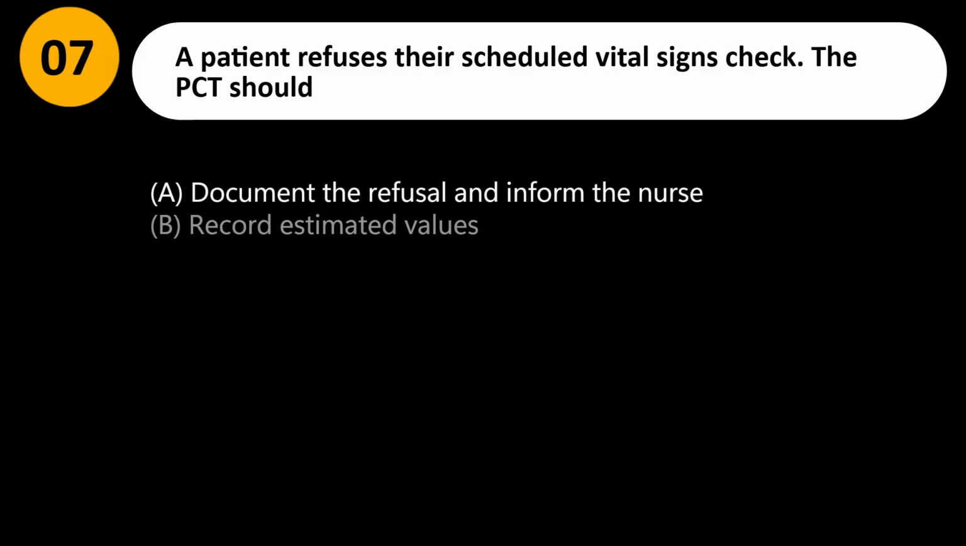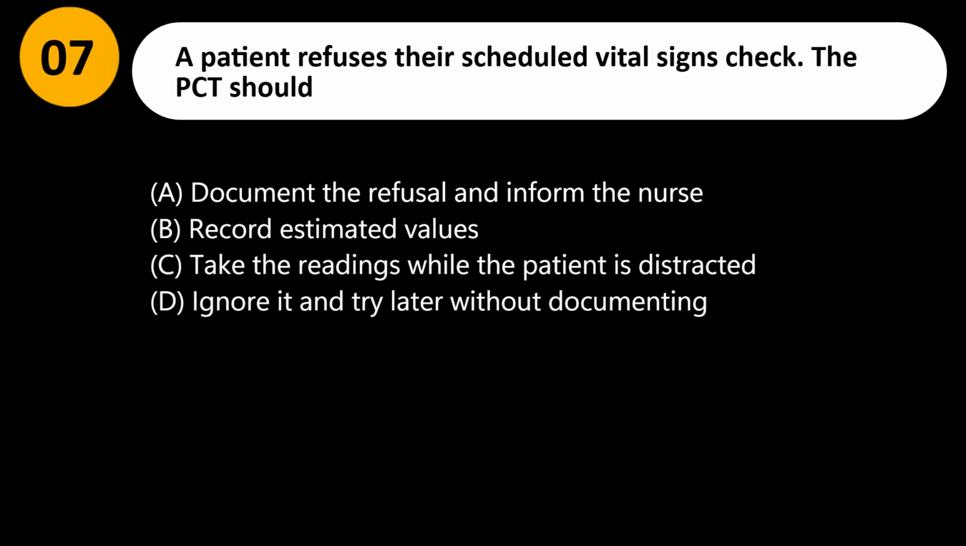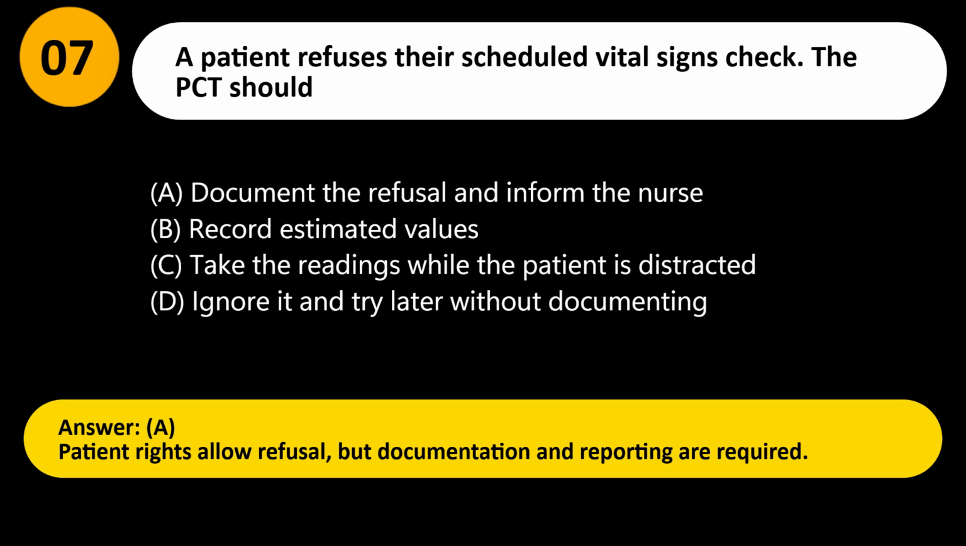A patient refuses their scheduled vital signs check. The PCT should: A. Document the refusal and inform the nurse. B. Record estimated values. C. Take the readings while the patient is distracted. D. Ignore it and try later without documenting. Answer: A. Patient rights allow refusal, but documentation and reporting are required.